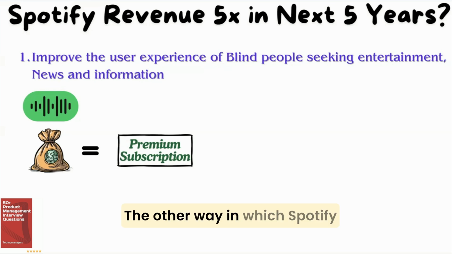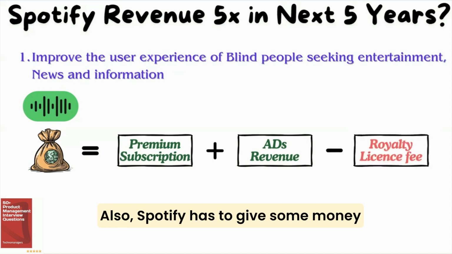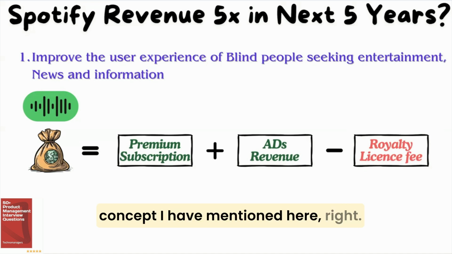The other way in which Spotify earns money is via advertisement. If you haven't opted for the premium subscription, you will see some ads after a minute of streaming, right? The advertisers are paying money to Spotify to advertise their content. Also, Spotify has to give some money as royalty to the media houses or as license fees. Although this is part of the cost, for the sake of the business concept, I have mentioned it here.